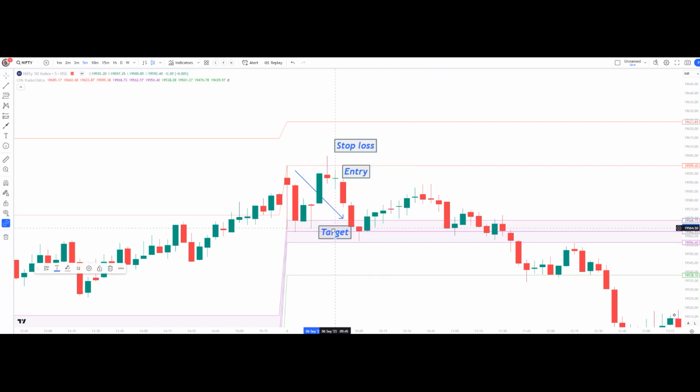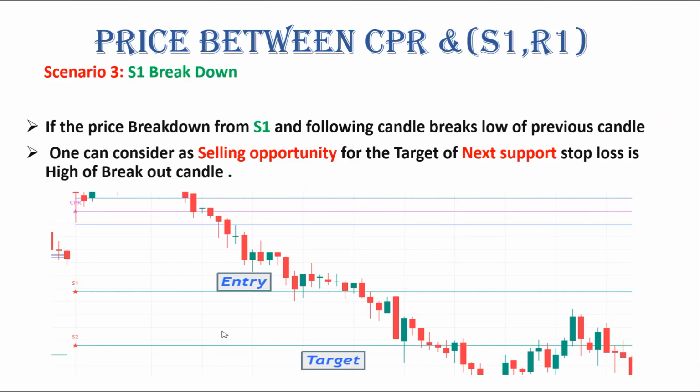Alright, so the target got achieved. So we got the R1 test fail reversal. That is how we can enter into the trade if we are getting an R1 test fail. Also, we have seen how we can enter into the trade at R1 breakout. Now we are going to see what happens if the price is in between CPR and S1.